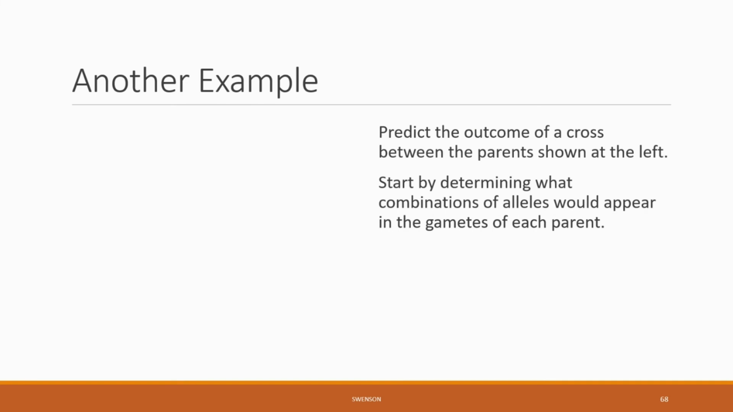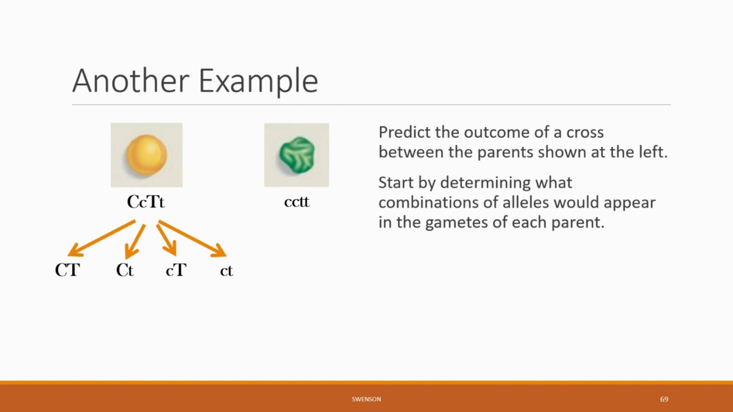Let's predict the outcome of a cross between the parents shown at the left. Take a moment to pause the video and quiz yourself. Can you see if you can set up the steps all on your own? Okay, now let's go ahead and do it together. Start by determining what combinations of alleles would appear in the gametes of each parent. Here they are.